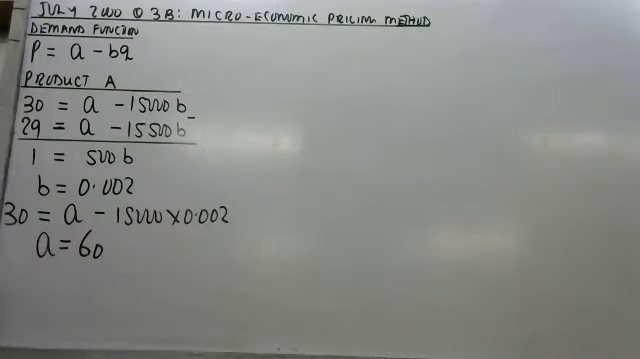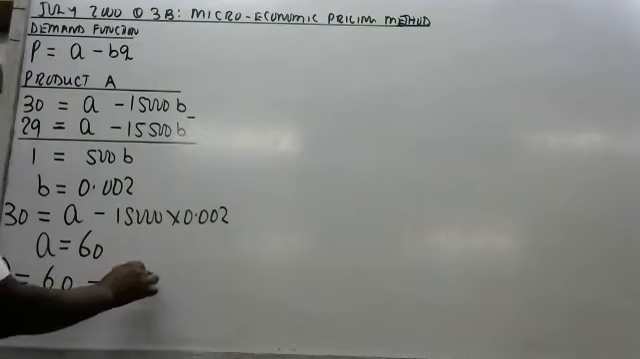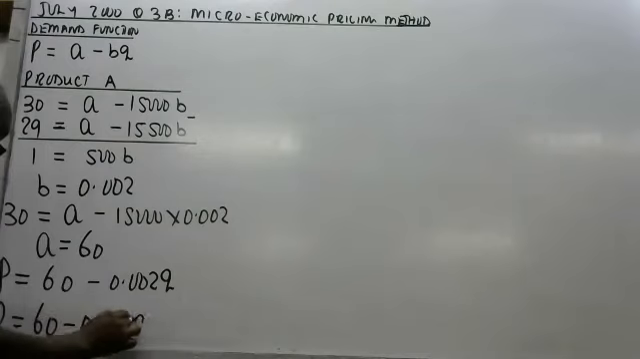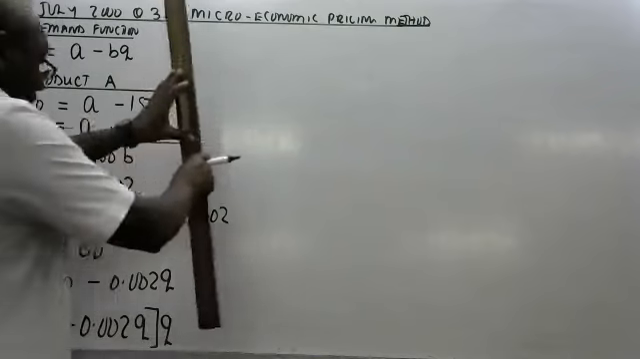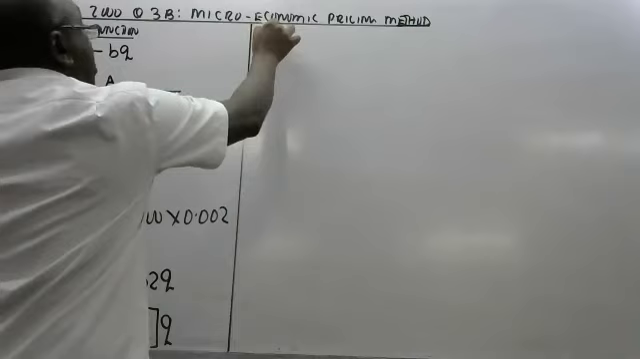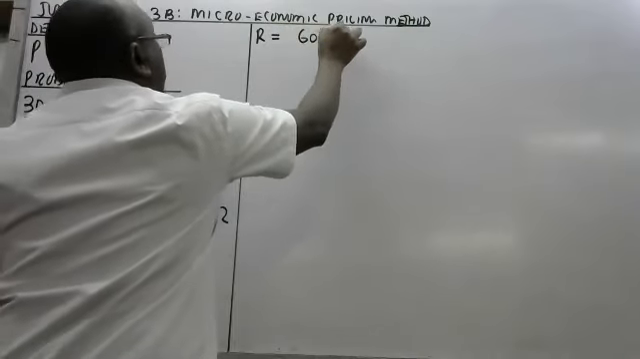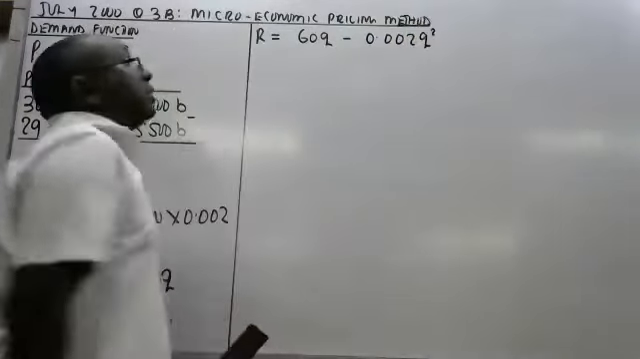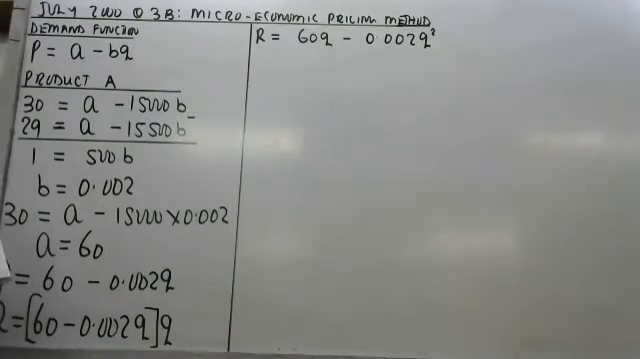So P is 60 minus 0.002 Q. If you are asked to find the revenue, you say it is 60 minus 0.002 Q, and you multiply by Q. If they asked you to get the revenue, that is how you go about it. So the revenue is 60Q minus 0.002 Q squared. That way.